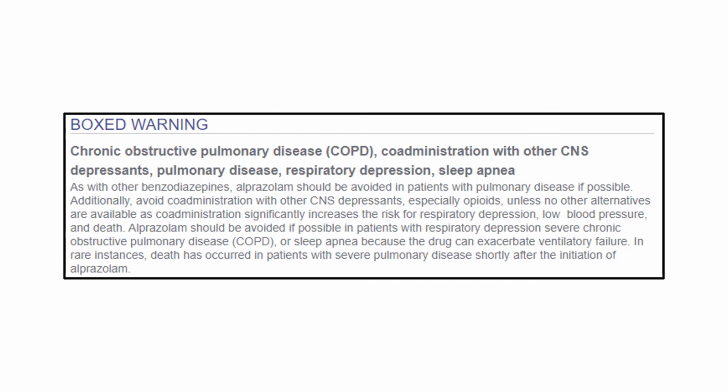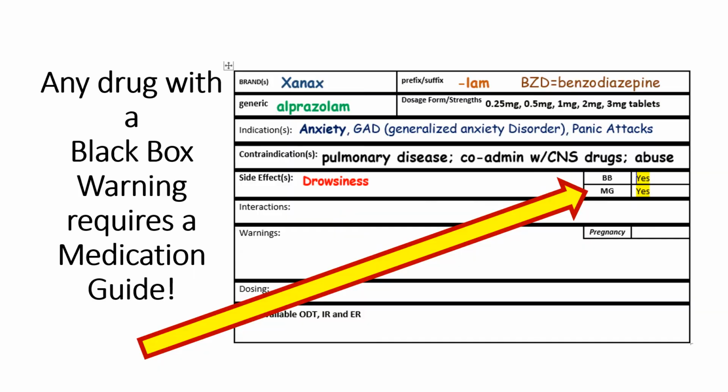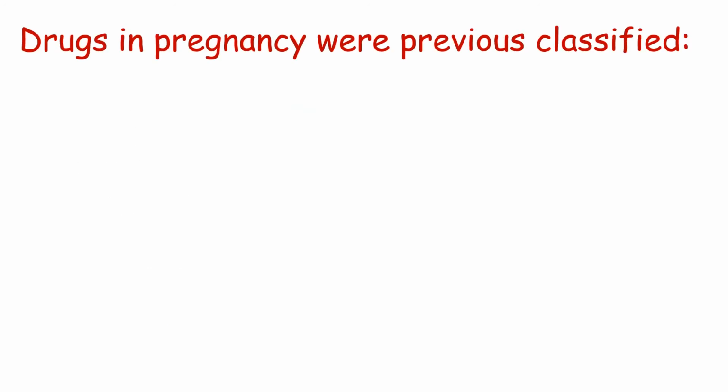So here again, this is just an example of the boxed warning. It's got the black box. So any drug with a black box warning requires a medication guide. So the fact is, you really don't need both of these. You just need one. But I put it on here this way just to make sure everyone knows any drug with a black box warning is going to require a medication guide.